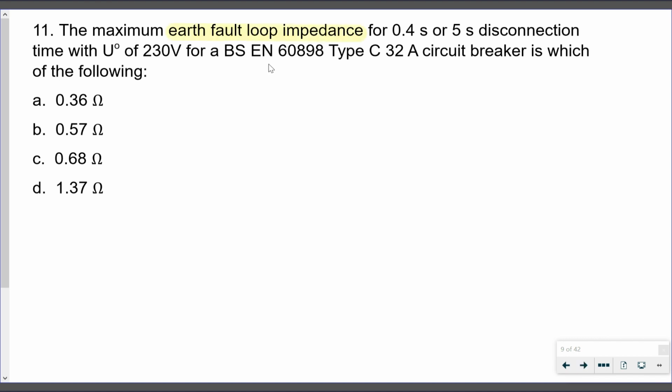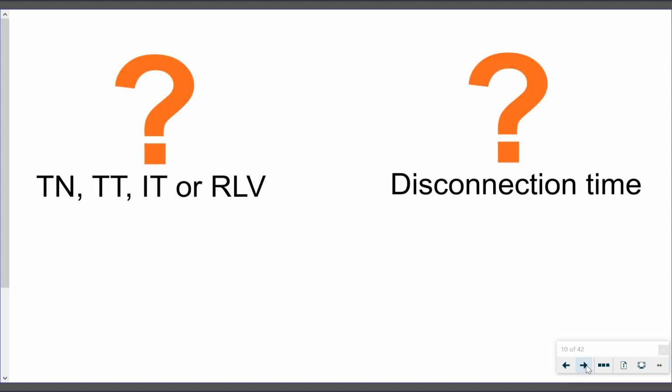So you're looking for earth fault loop impedance. Okay, so which one of these values here meets the requirements for automatic disconnection of the supply? Now, in the question, there are some things that might potentially be missing for this. It doesn't identify whether it's a TN, a TT, an IT, or a reduced low voltage system. So we're going to always assume, if they don't say otherwise, that it's a TN system.